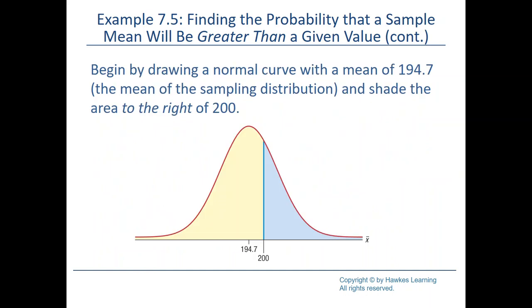So we know we've got our 194.7 in the middle there. That's our mean. We know 200 is the average we're looking at, and we're asking, what's the likelihood that our average is actually going to be more than it? Now, with that being said, that is all the area to the right.